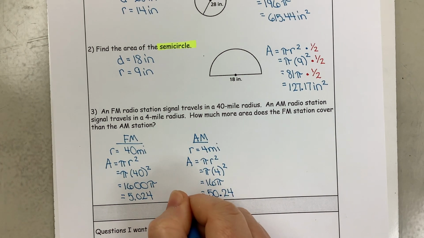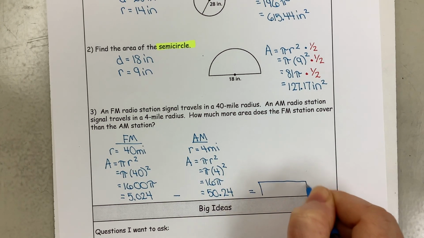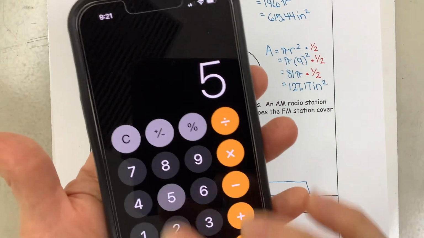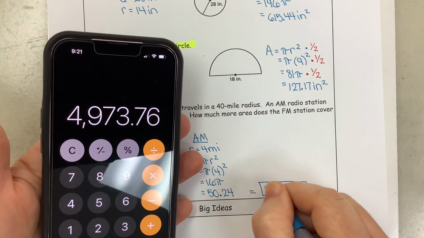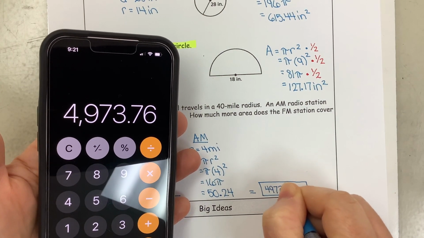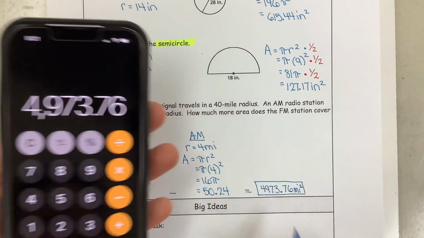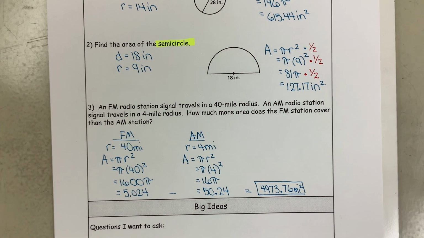Okay, now, how much more area does the FM station cover than the AM station? So what we're gonna do is we're gonna subtract these two to get how much more the FM carries. So we're gonna take 5,024 minus 50.24, and this is how much the difference is, 4,973.76, and these are miles squared. 4,973 and 76 hundredths. Okay. So there is a huge difference between FM and AM and how far they can reach.